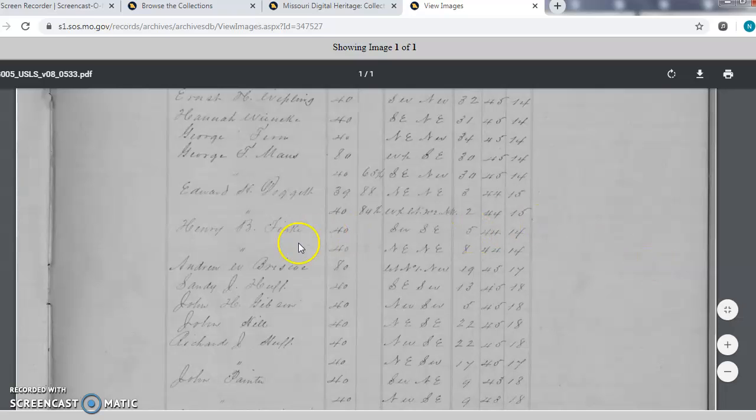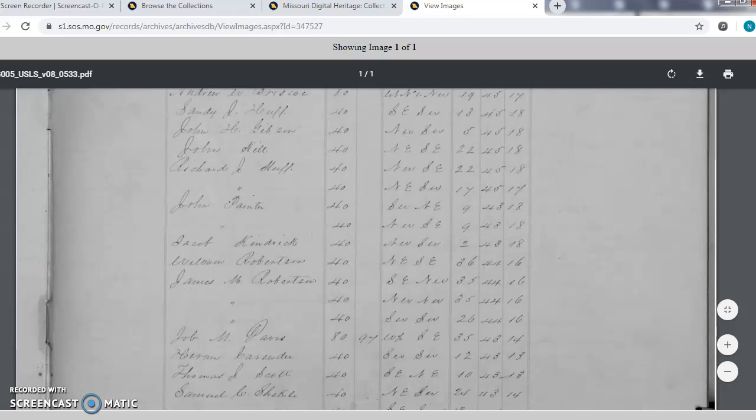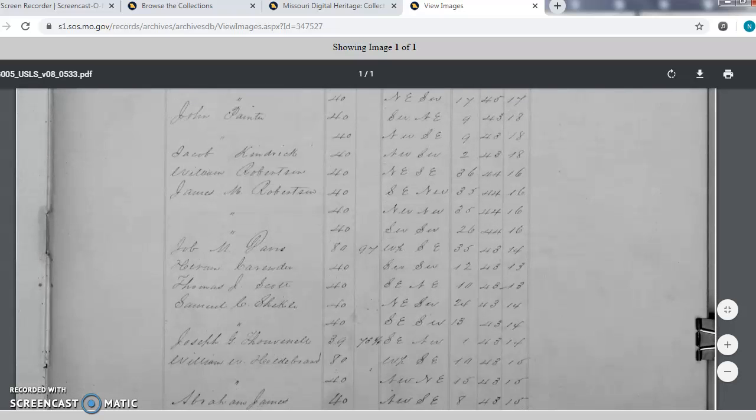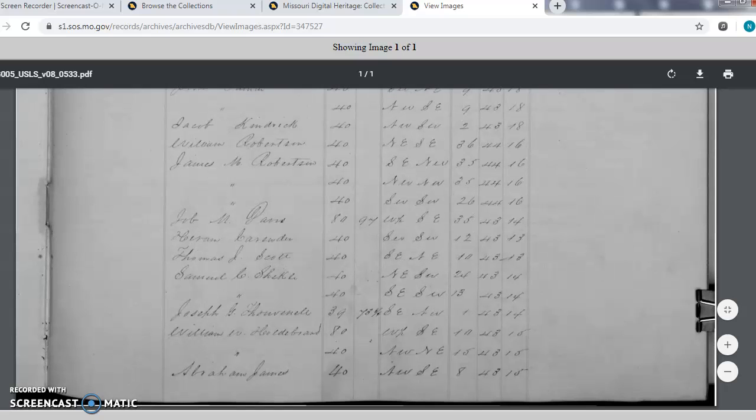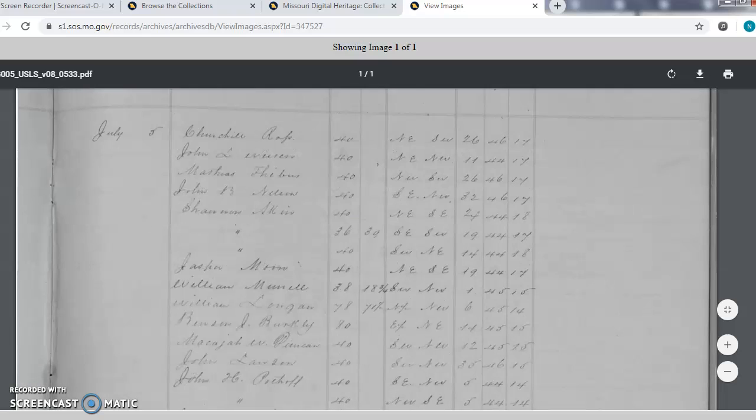And something else that's interesting that I find is the handwriting back then. Very, very script, very formal.